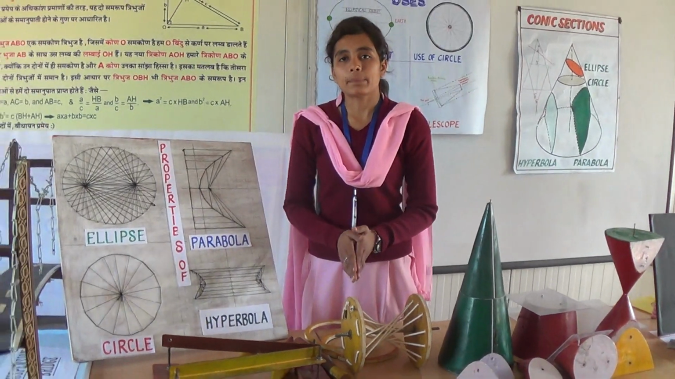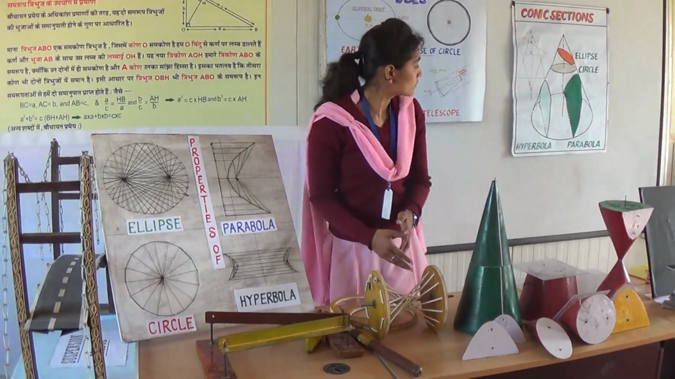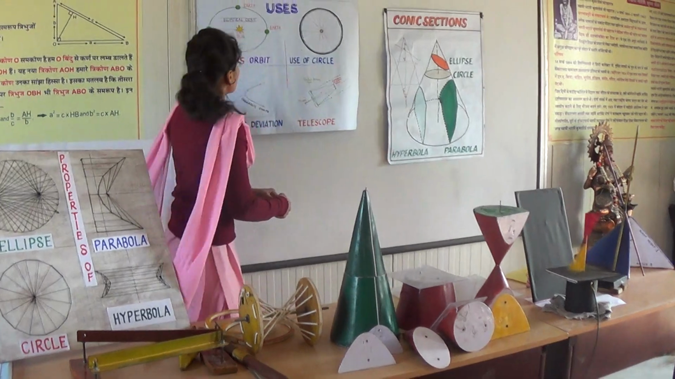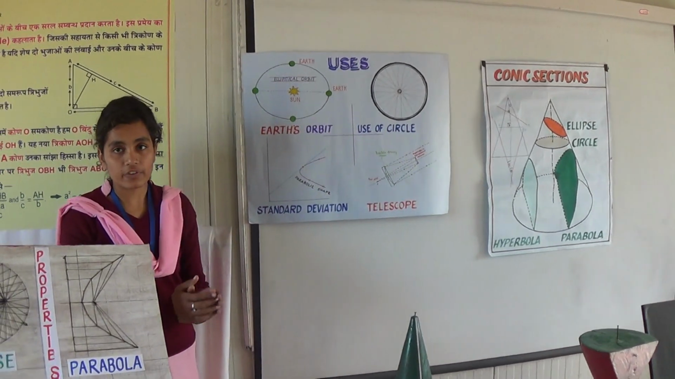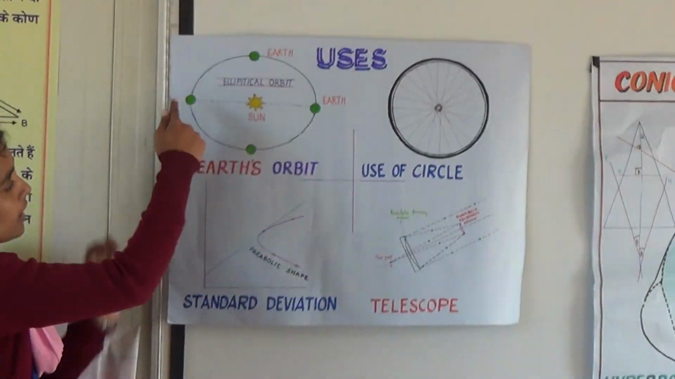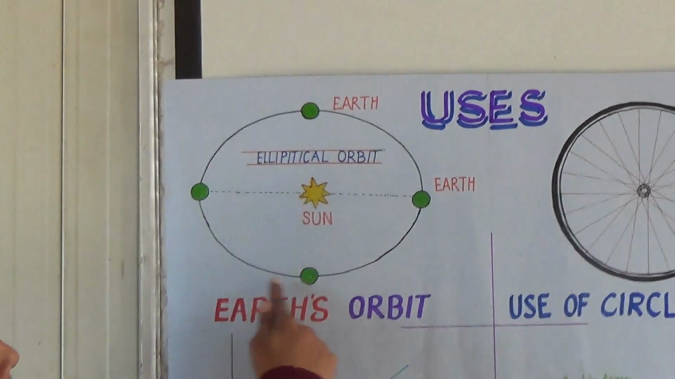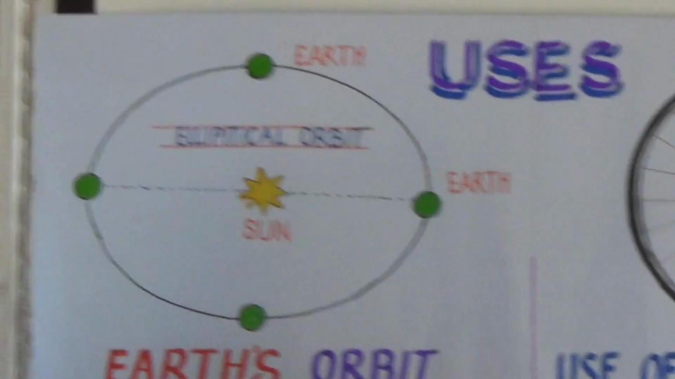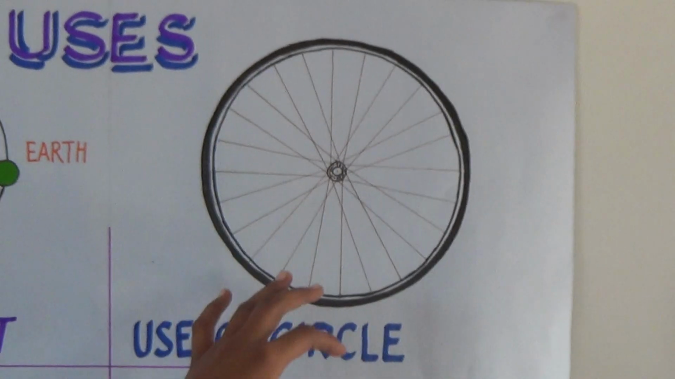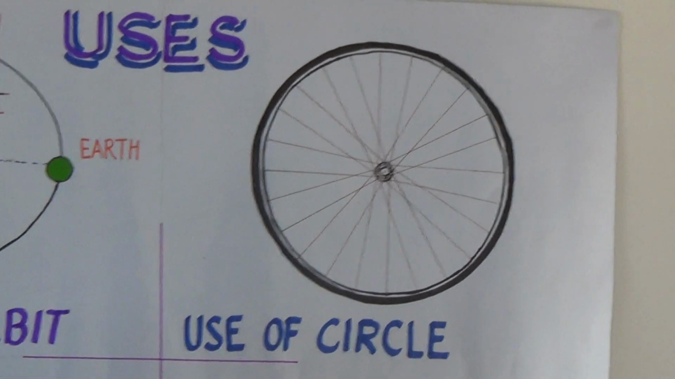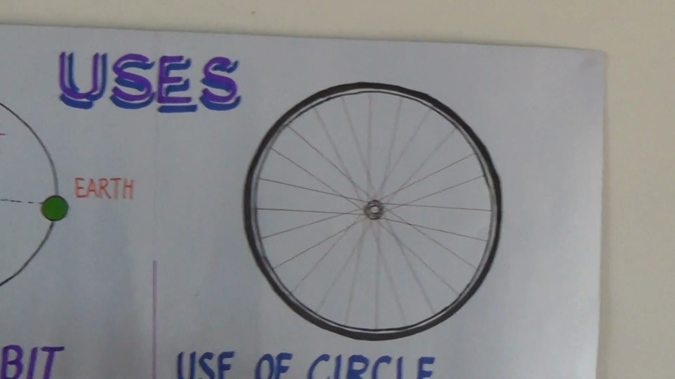Now we define the examples of the conic section. Firstly, the example of the ellipse. The earth moves around the sun in an elliptical orbit. And circle. The wheel is most important and used in our daily life, and the wheel is an example of the circle.